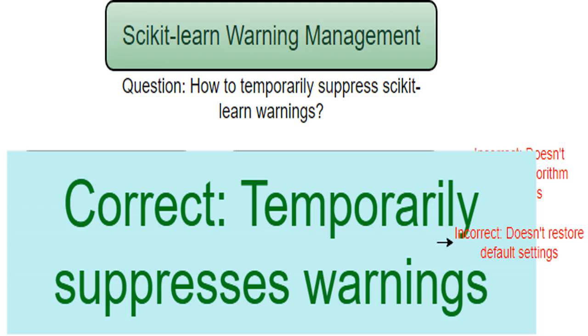This option is the winner. It uses config_context with verbosity equals 0 inside a with statement. This cleverly sets the warning level to silent only within that specific code block, automatically restoring the previous setting when you're done. That's exactly the temporary behavior we need.